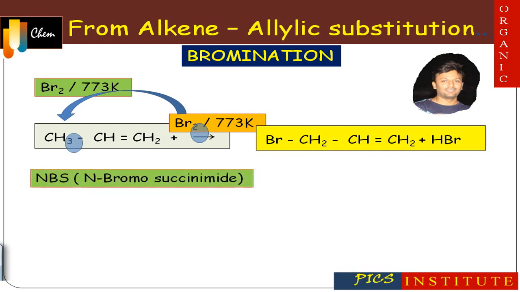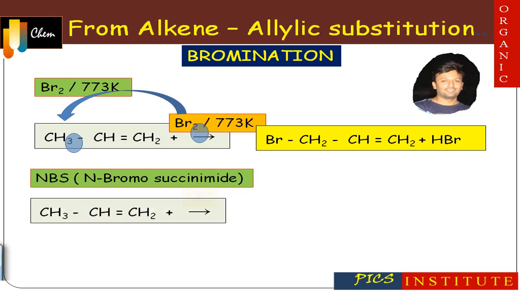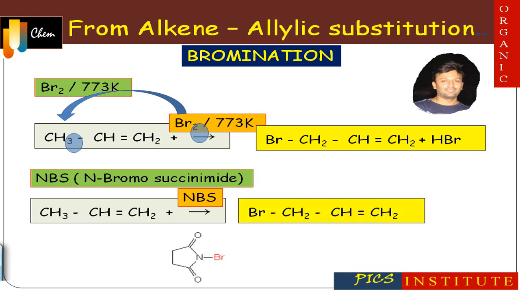Next reagent is NBS, that is N-bromosuccinimide. The function of this reagent is same, that is replacement of allylic hydrogen by bromine. So you can directly write the reaction of NBS. So we get allyl bromide. Out of these two reagents, we prefer NBS because it is a better yielding method for bromination at allylic position.